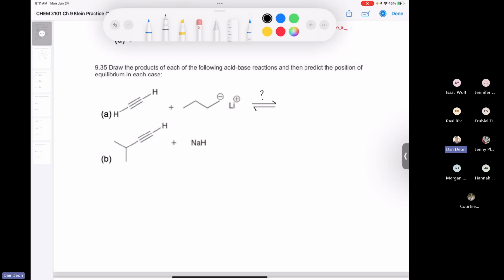And the way that we're going to do that is by looking at the pKa. So here we have acetylene. This is the simplest possible alkyne in the universe, and this is butyllithium. If you don't remember, this is one of the bases that we said was strong enough to pull a proton off of a terminal alkyne.